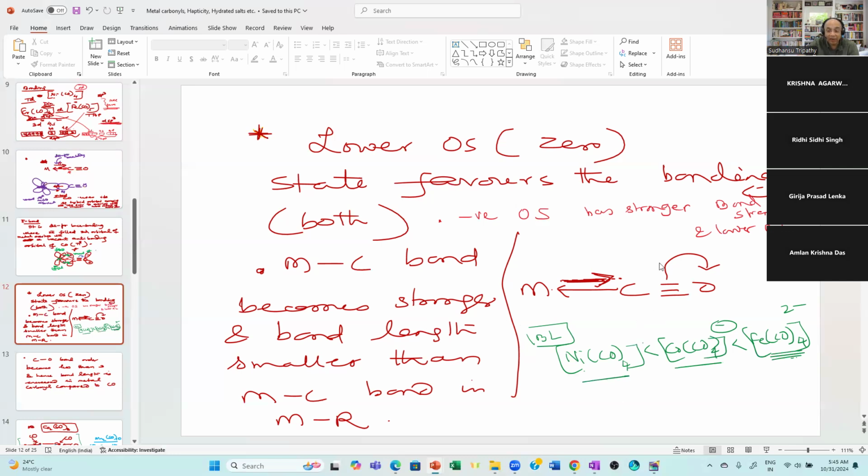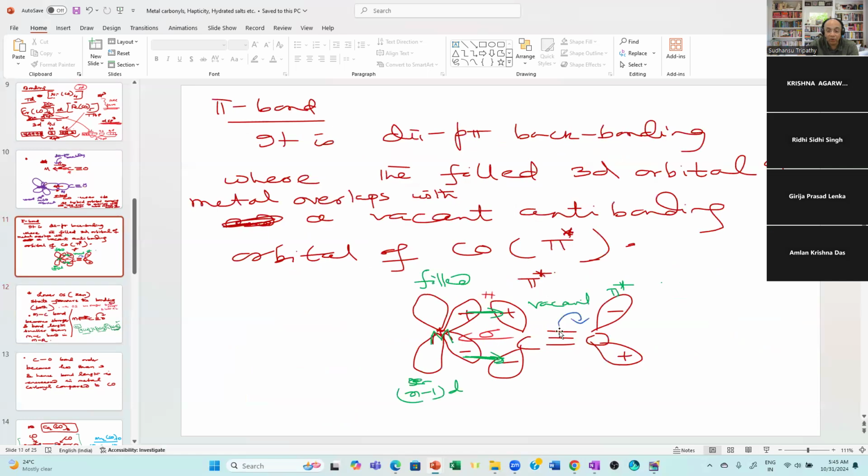And as the pi bond character becomes more, the metal carbon bond length becomes shorter than the metal carbon bond in a pure alkyl ligand. CH3 minus can also be a ligand. That is a pure M-C sigma bond. There is no question of any pi bond there, as we shall see.